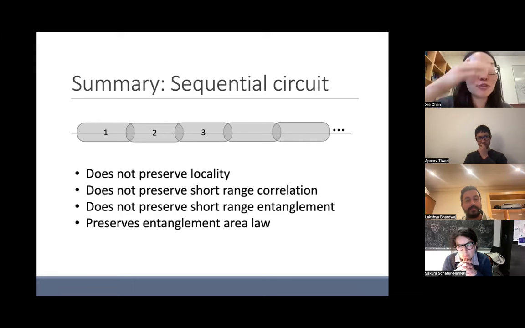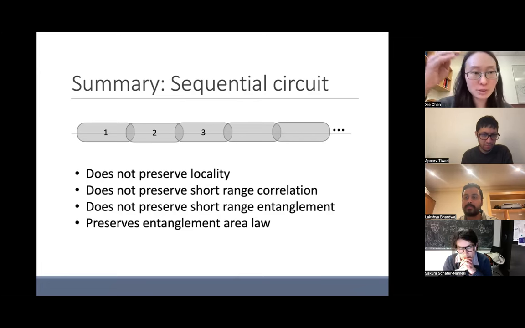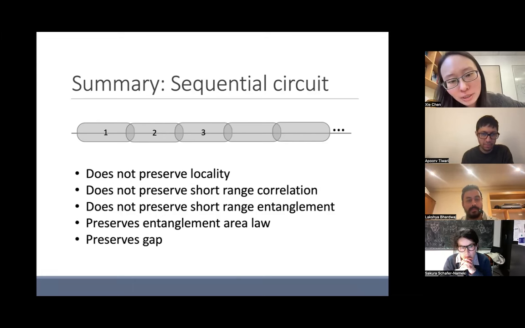For gapped things, a finite depth quantum circuit, of course, preserves everything. It preserves locality, correlation, entanglement, and preserves the area law. And a sequential quantum circuit doesn't preserve a lot of these things: it doesn't preserve locality, doesn't preserve correlation or short-range entanglement, but it does preserve the entanglement area law. So that's why it's the next level of talking about anything that's gapped, whether it's just gapped phases or gapped defects. Yeah, because of that, it preserves the gap.